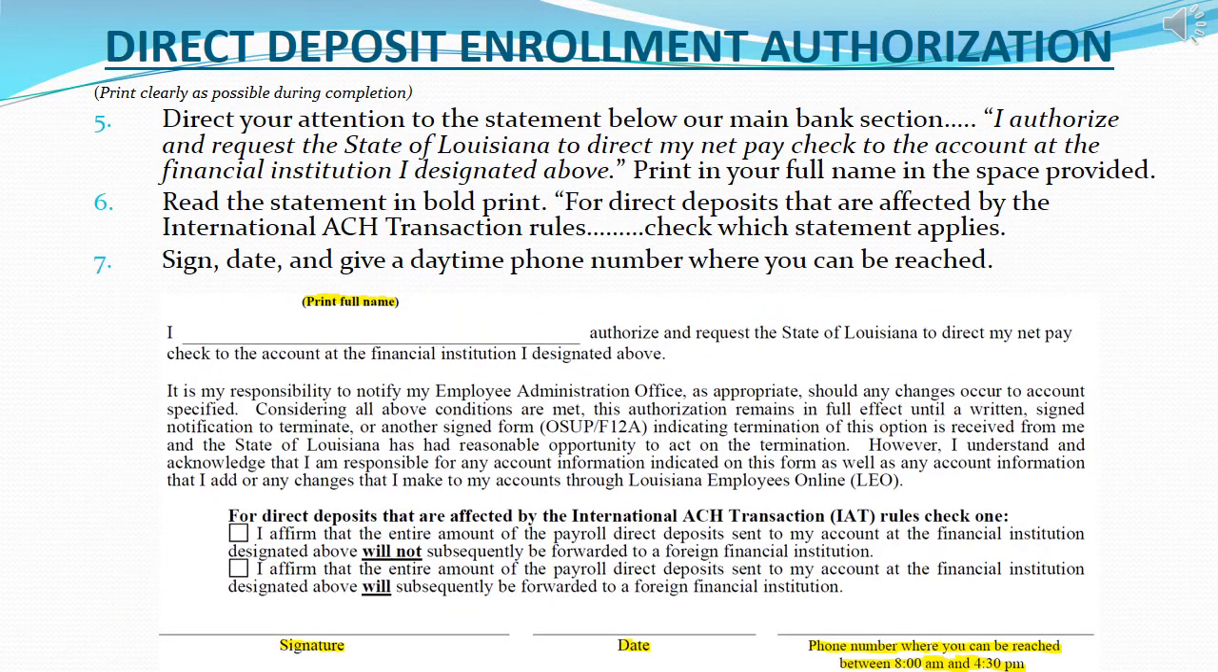5. Direct your attention to the statement below the main bank section. I authorize and request the state of Louisiana to direct my net paycheck to the account at the financial institution I designated above. Print your full name in the space provided. 6. Read the statement in bold print. For direct deposits that are affected by the international ACH transaction rules, check which statement applies. 7. Sign, date, and give a daytime phone number where you can be reached.